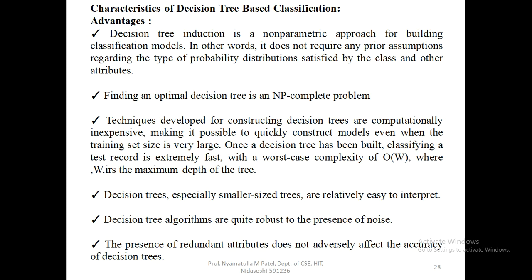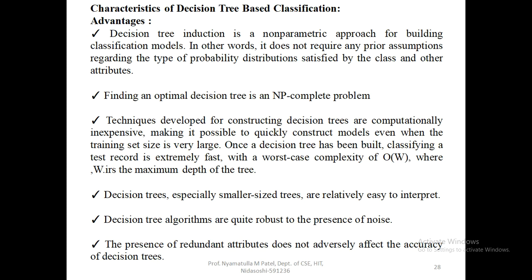What is with a worst case complexity of O of W, where W is the maximum depth of the tree. So, it means how many nodes are present in the tree. Decision trees, especially small size trees, are relatively easy to interpret.